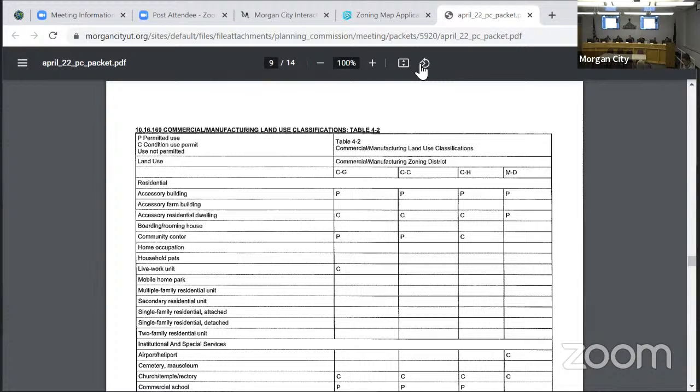I guess what you're asking is, should the conditional requirement be removed? Is that the question at hand? I think that's not the only question, but that's certainly one of the questions: are there any Cs on this table that we think should just be Ps? Or Cs on this table that, if we don't want it, should be not permitted? So it is looking at that, but it's not limited to that.